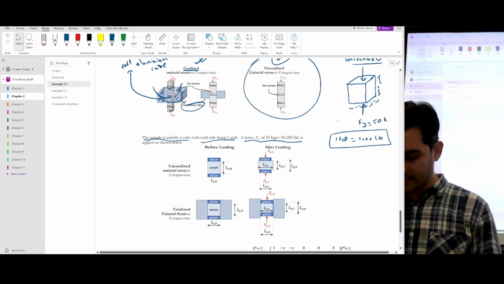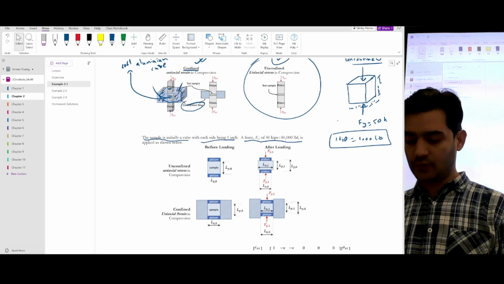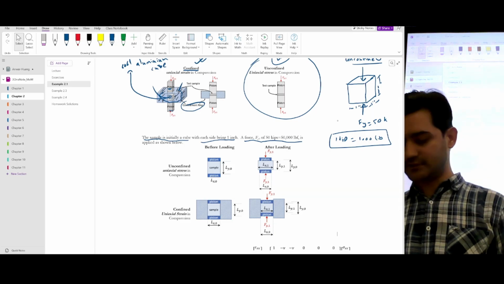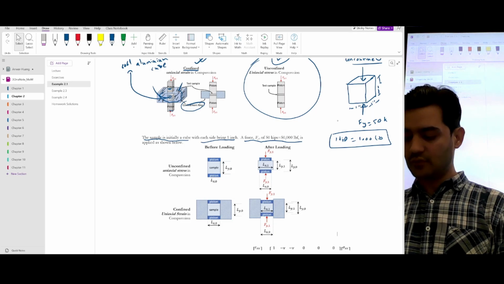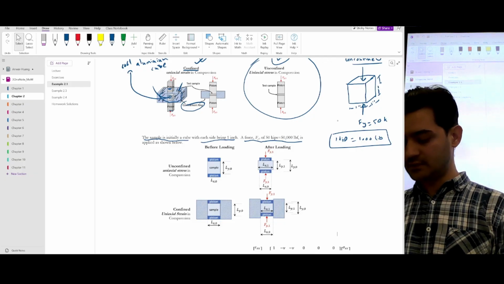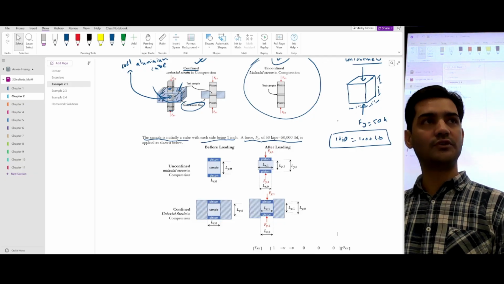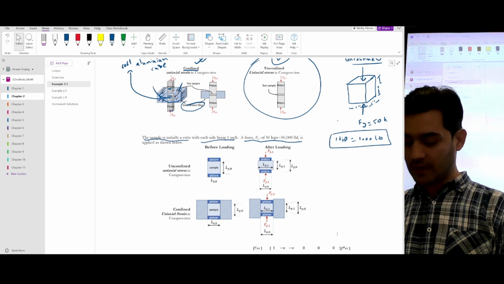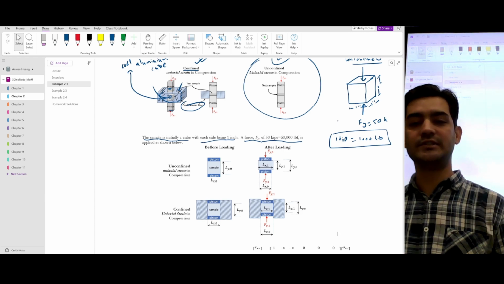And the question they're asking, like four questions. We have to calculate stresses in all the directions. That's part A. We have to calculate strains in all directions. We also have to calculate the forces in all directions. And we also have to calculate the lengths, like what changes in length we will observe.